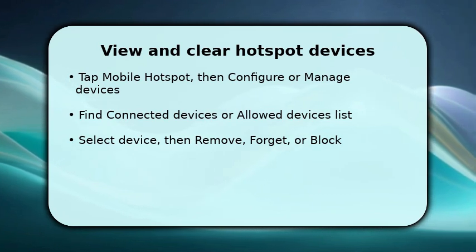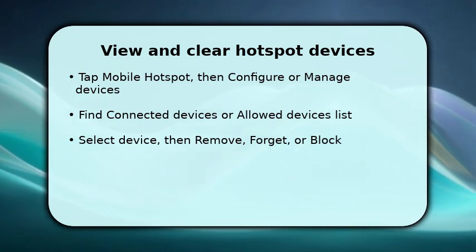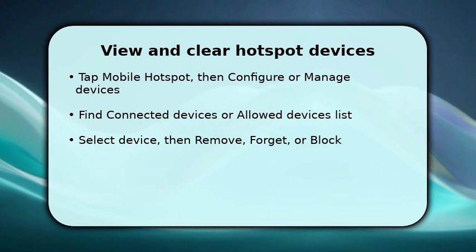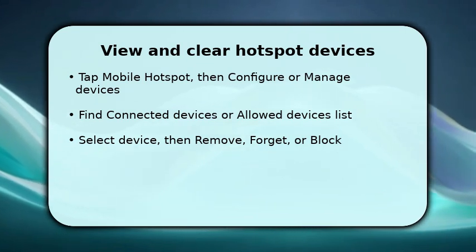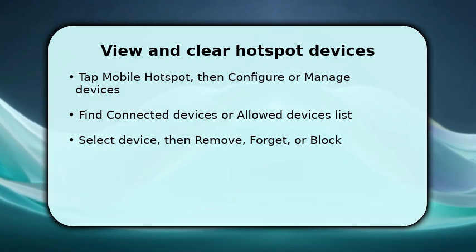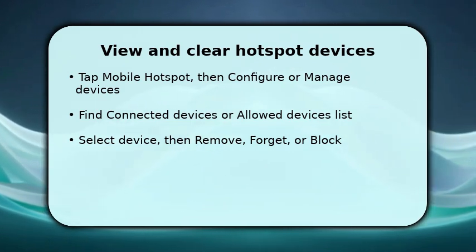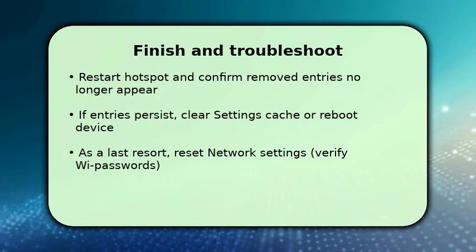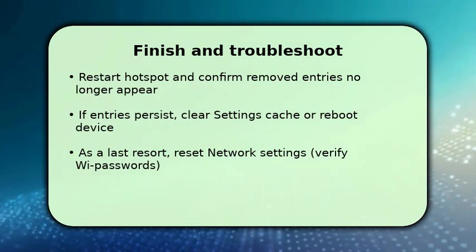Blocking prevents rejoining without approval. Make sure to repeat for each device you want gone. If you want a clean slate, toggle Hotspot off, then back on after removing all listed devices to refresh the state. To finish, restart your mobile hotspot and check the device list.